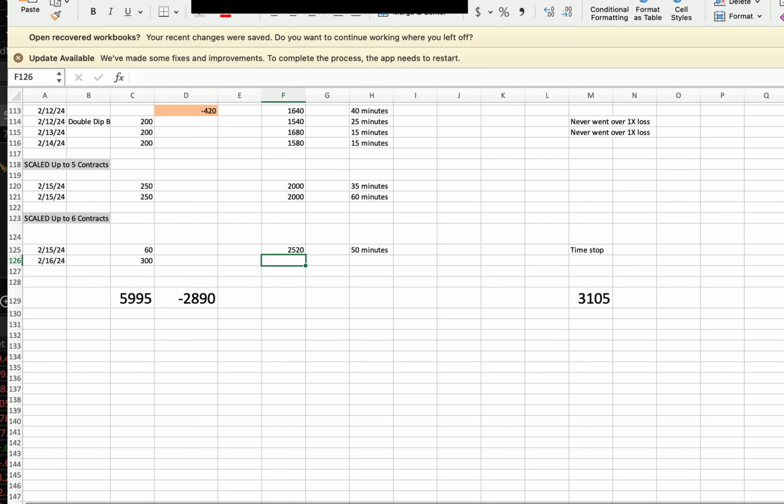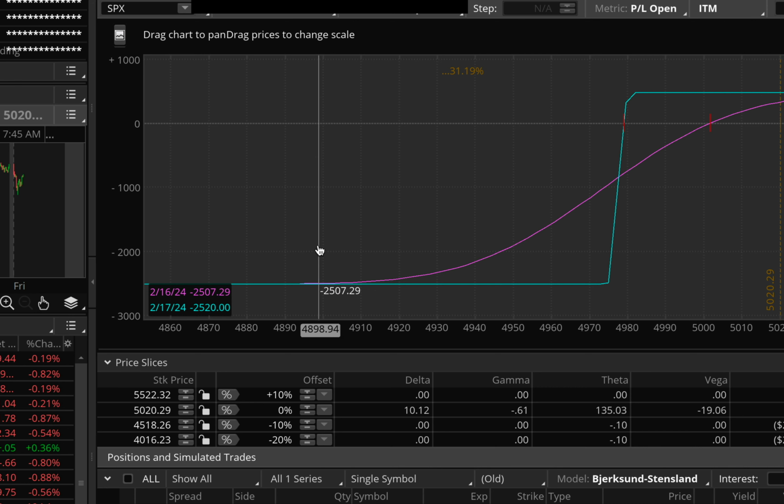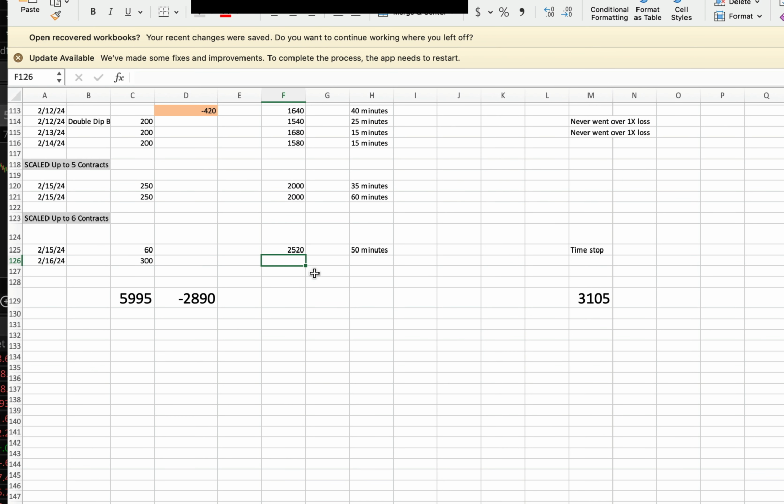Our risk on this trade was 25.20. 50 minutes. And here are our new numbers. So we just broke above the 3,000 profit. So that's nice.